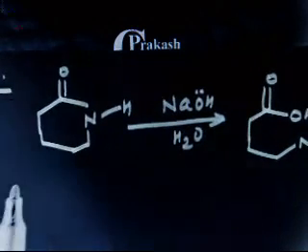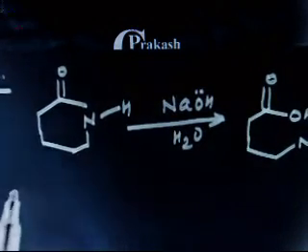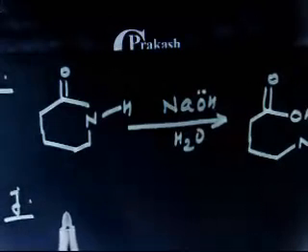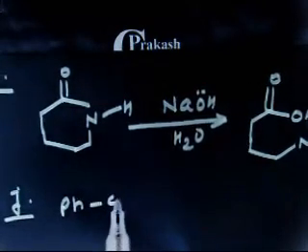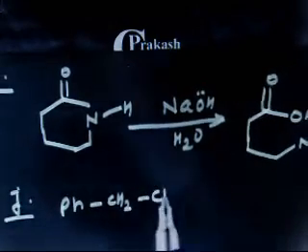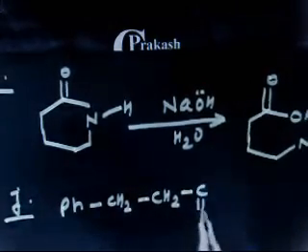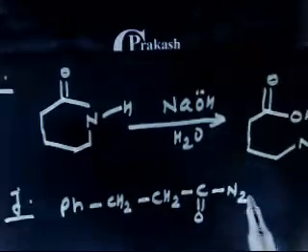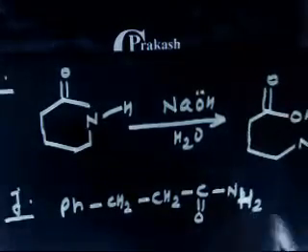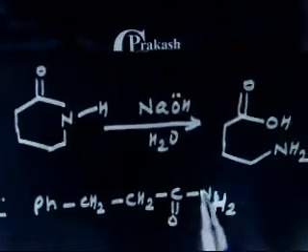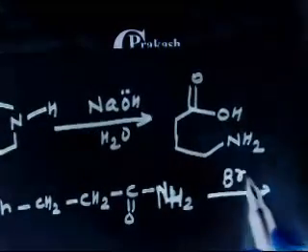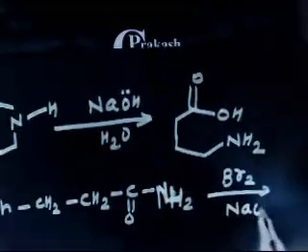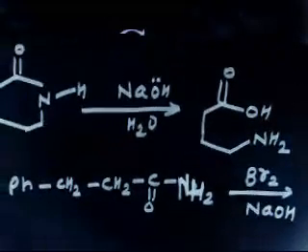Now let us discuss the next one, I J. So in this part you have Ph, CH2, CH2, and then you have CONH2, and you are treating this with Br2 in basic medium, NaOH. What will be the product in this case?